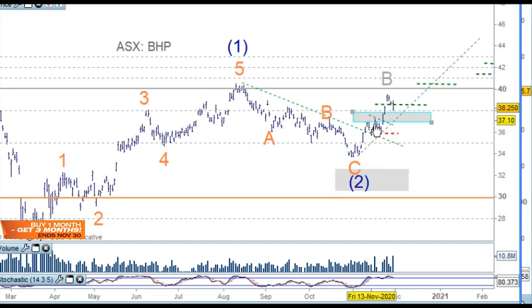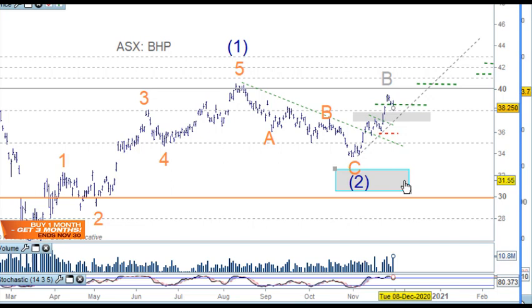This move up here can be counted in 3 waves, but it can also be counted in 5 waves as well. So we'll just see how it evolves a little bit further before I can make a confirmation on that. So I need more price action there. But anyway, I think bringing in the BHP story and the copper story, and seeing that they're both the same and they've got that long-term potential to the upside, I think that's pretty exciting.